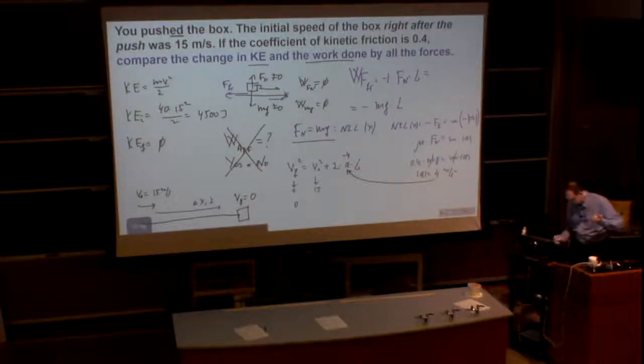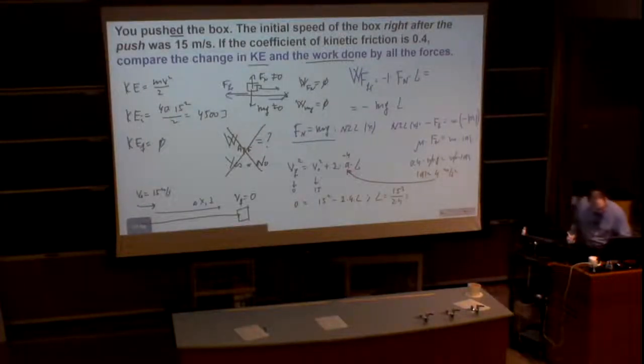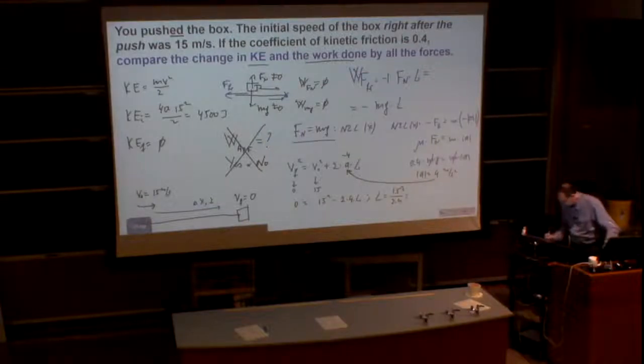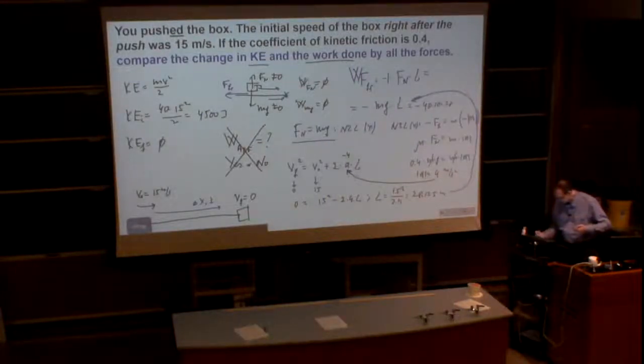And 0 equals 15 squared minus 2 times 4 times distance traveled. And distance traveled is 15 squared over 2 times 4. Okay, let's find it. 15 squared divided by 8, 28.125 meters. Now, finally, we can use this number back in the equation for the work done by the force of friction. That's going to be negative 40 times 10 times 28.125.